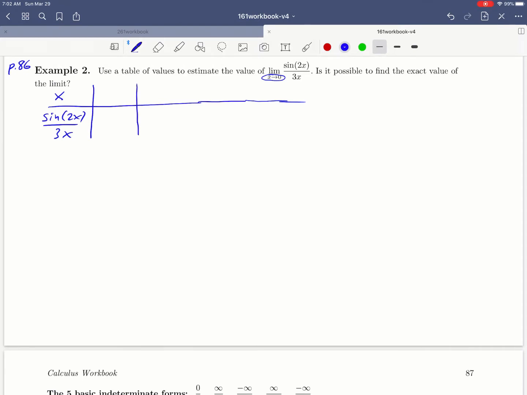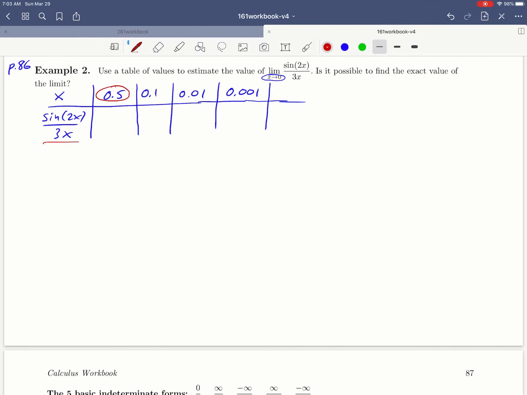That's partially up to you. Any list of numbers that gets closer to 0 will do. I'm just going to pick a few. So maybe start with 0.5 and then move on to 0.1, 0.01, 0.001. What's important again here is just that the numbers we're choosing get close to 0. And one by one, we want to take those numbers and plug them into our function, which in this case is sine of 2x over 3x.